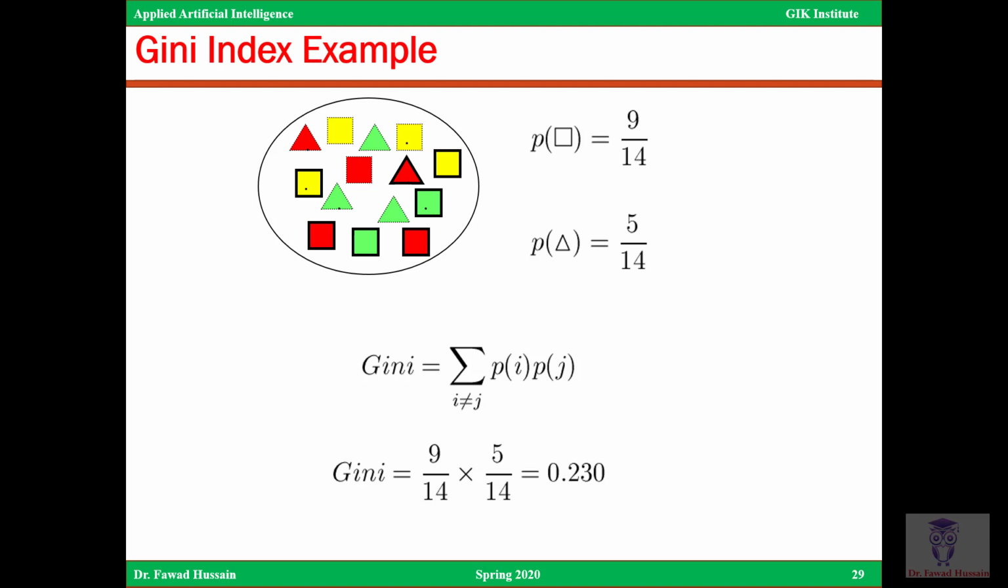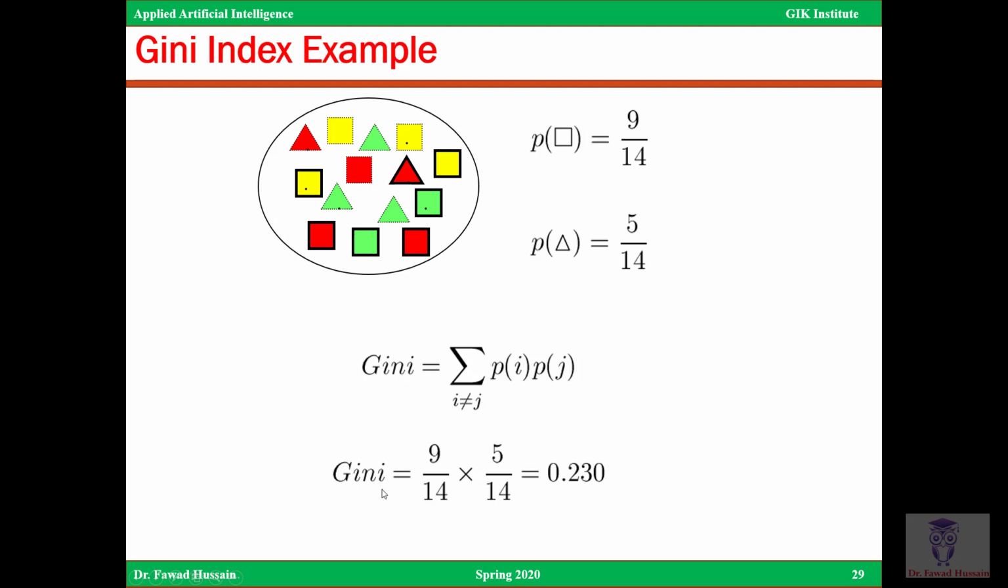For that, how many squares do we have? 1, 2, 3, 4, 5, 6, 7, 8, and 9. There are 9 squares, which means the probability of a square is 9 divided by 14. And 1, 2, 3, 4, 5: there are 5 triangles, and the probability of a triangle is 5 by 14. So using this, we have 9 by 14 multiplied by 5 by 14. This 0.23 is the Gini index, or the Gini value, corresponding to the data without using any attribute.